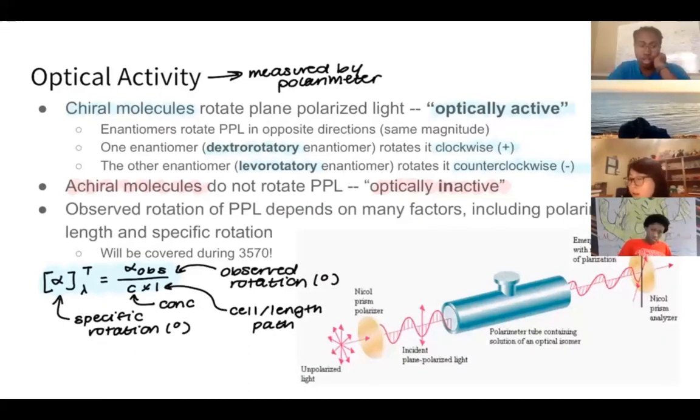Yeah, the only thing you really want to memorize from optical activity is chiral molecules being optically active, achiral being optically inactive, so they do not rotate plane polarized light, and dextrorotatory and levorotatory being clockwise and counterclockwise, or just opposite directions. Does that make sense? Yeah, but I'm just wondering, what would you use that formula for?